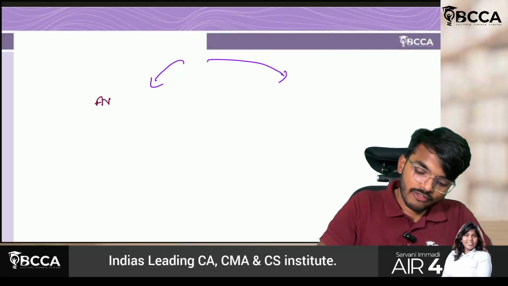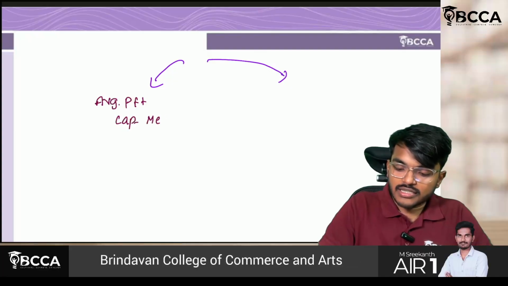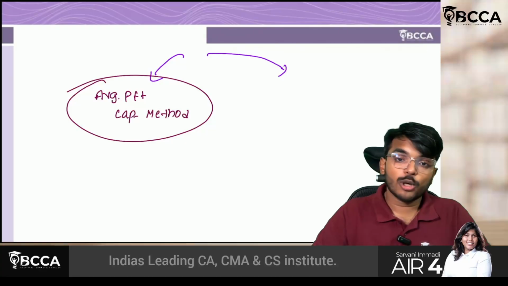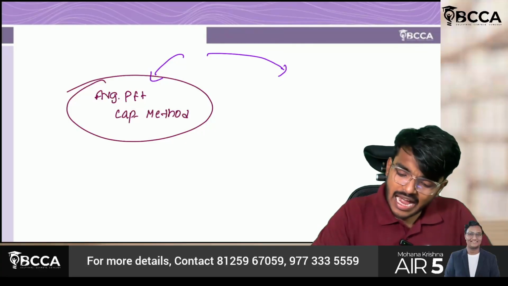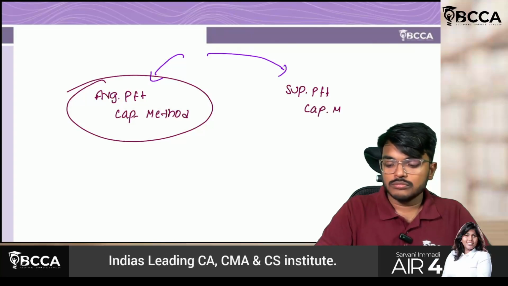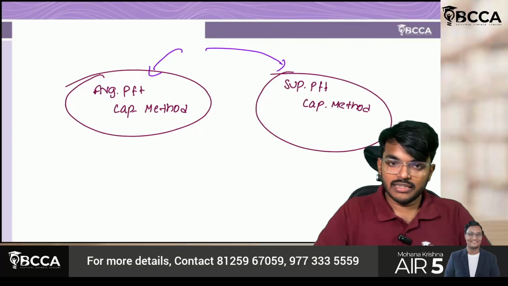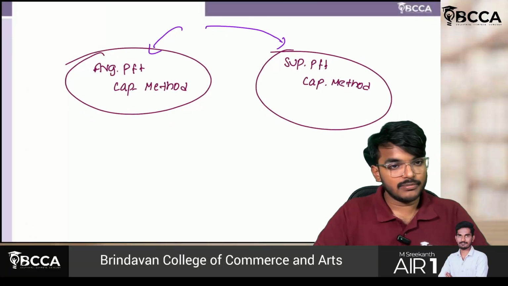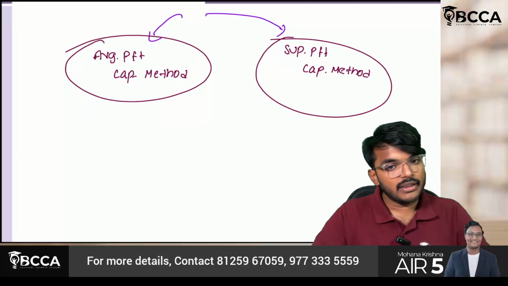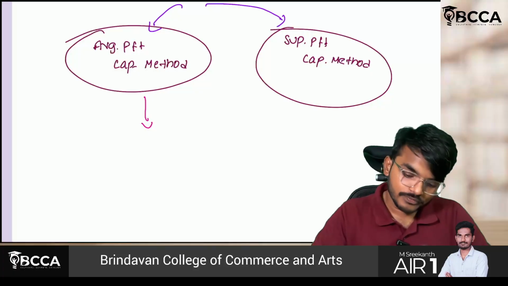Very simple. First one is average profit capitalization method, and second one is super profit capitalization method. Average profit capitalization method, super profit capitalization method. Sir, first of all, let us try to understand this average profit capitalization method.